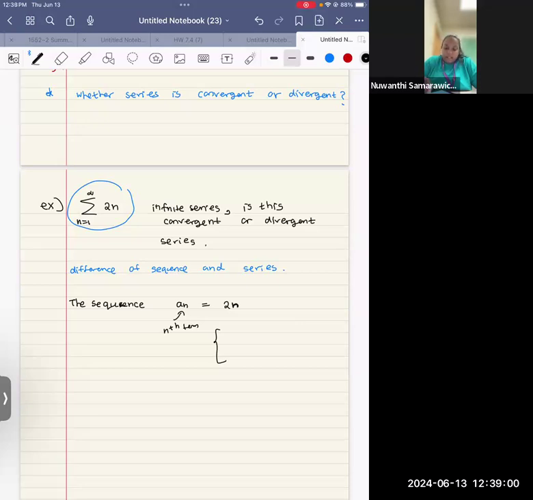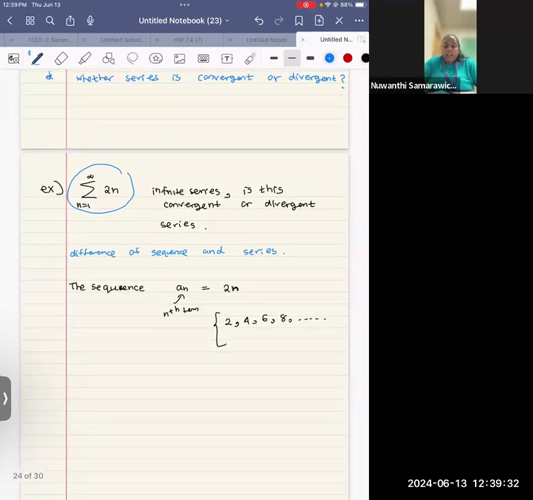Is 1 included? It should be 2, right? The first term should be 2 because n should always be a positive integer. So when n is equal to 1 here, 2 multiplied by 1 is just 2. So 2, 4, 6, 8. This goes on. So this is a sequence.